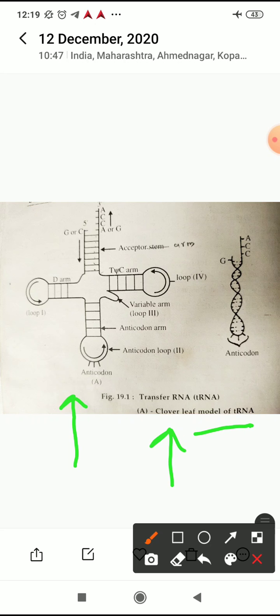In this, t in tRNA is for transfer, and transfer of what? Amino acids. From where? From the cytoplasm. To where? To the protein synthesizing site, that is the ribosome.